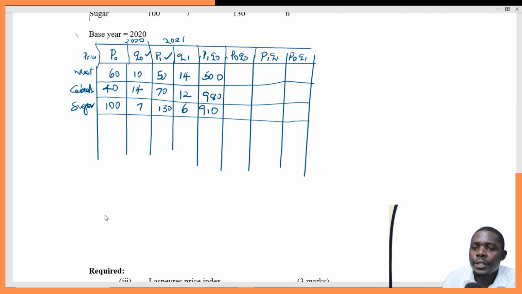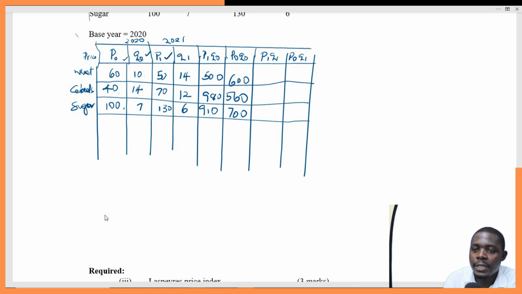P0 Q0, we consider this particular column. 60 multiplied by 10 is just 600. You don't need a calculator. 40 multiplied by 14, that's 560. Then 100 multiplied by 7, that is 700.